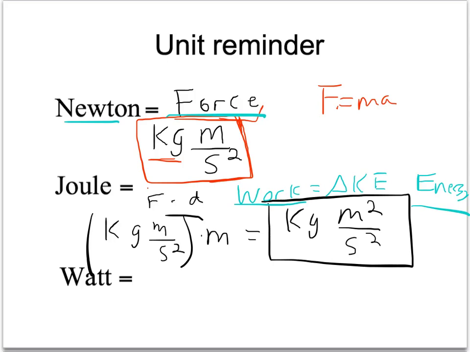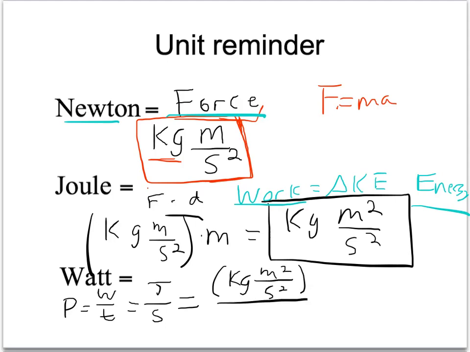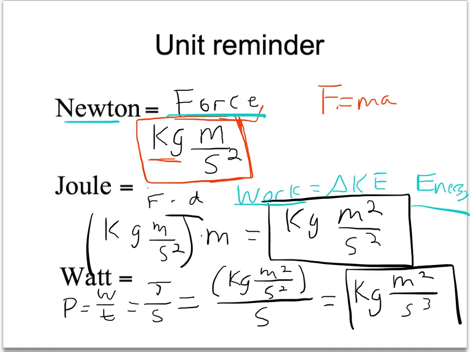And then finally, a watt is what you get when you do power equals work over time. And we just found out the units for work are joules, units for time are seconds. And then the basic units inside of a joule are kilogram meters squared per second squared, divided by seconds. And the basic units of a watt are therefore kilogram meters squared per second cubed. Okay? And a watt is always a power.